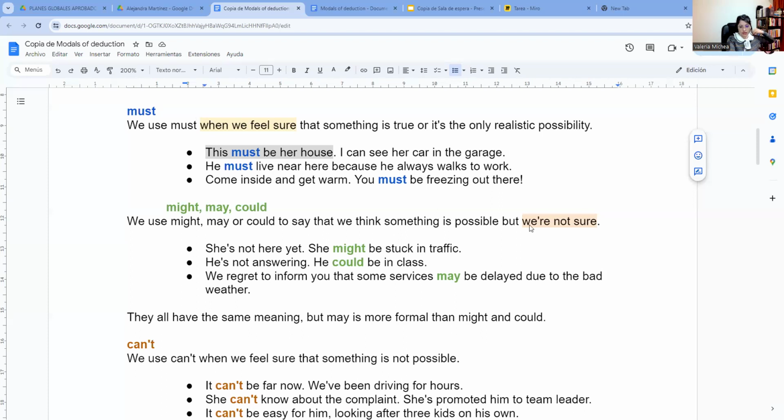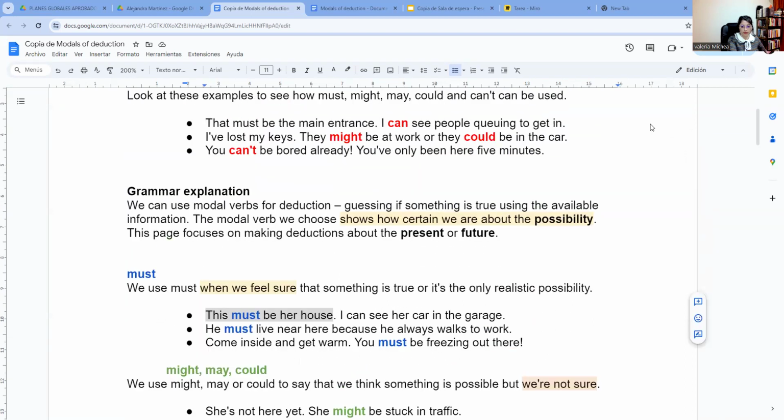Isn't "in" needed to use in the house? Let me check. Which one? The first example. All right. Maybe in the previous one or this one. Are you referring to this one, Marcelo? Yeah, this one. This must be in her house. Isn't it necessary to use "in"? Oh, no. Because we are not talking about being inside one's house. We are talking about the possibility of that house belonging to someone.